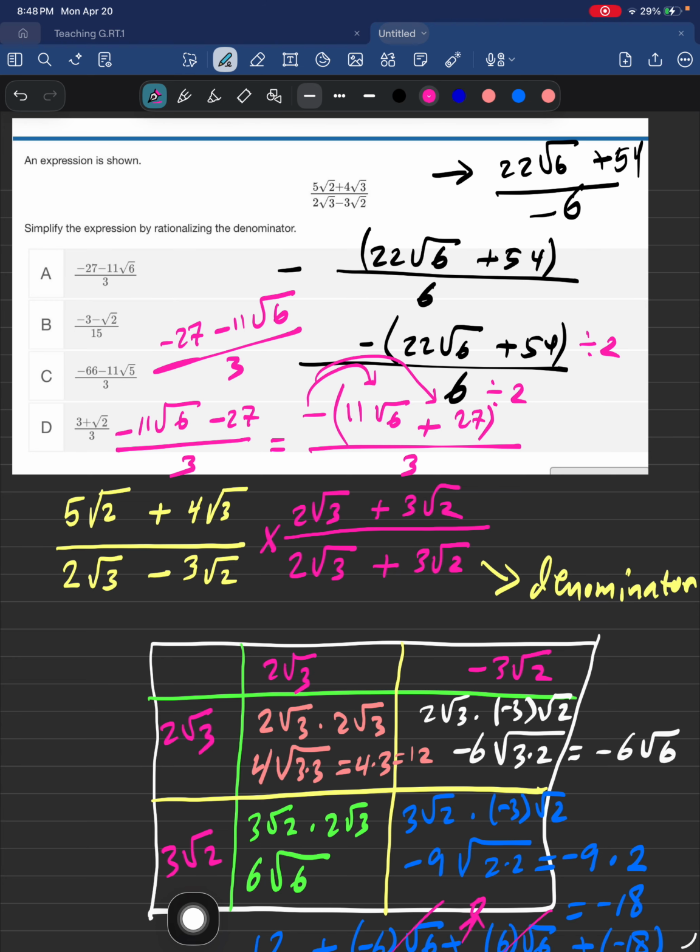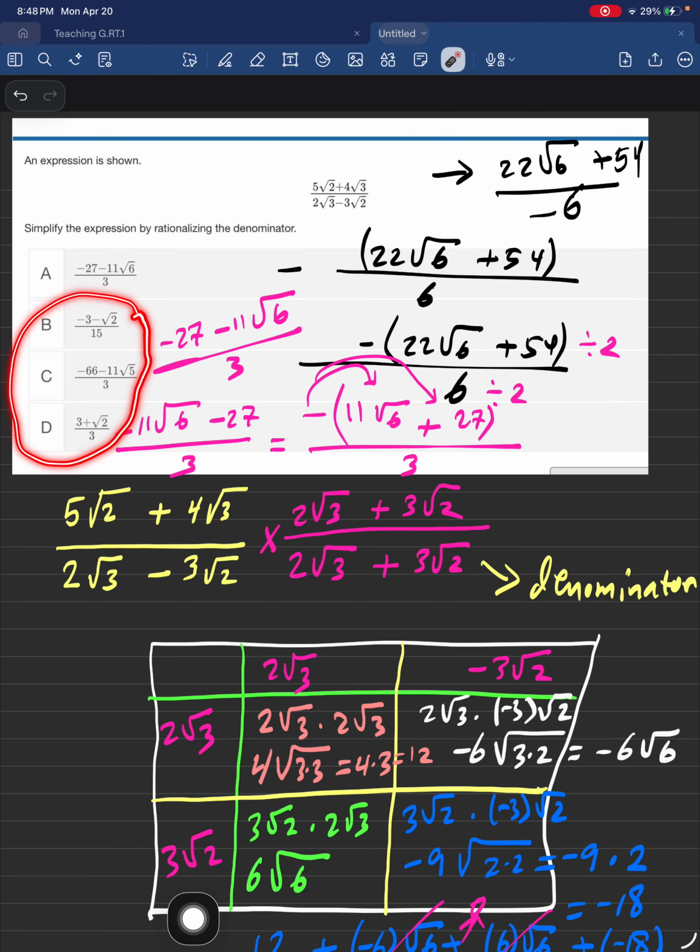So it's clear that this option is the right option, which is A. The other options, B, C and D, are far away from the result that we reached in this case. So the answer will be A.